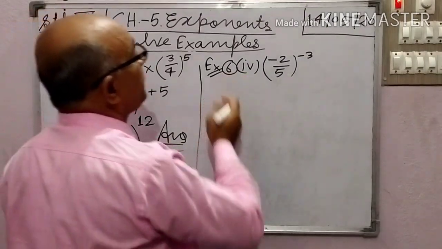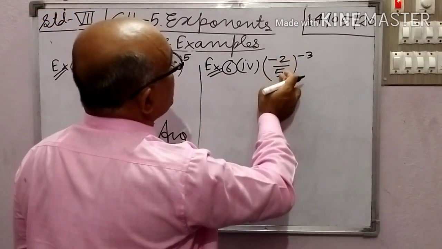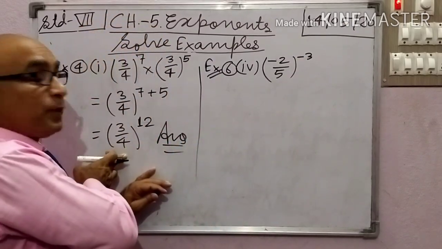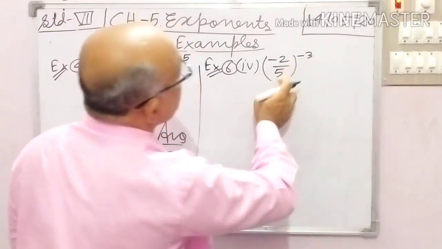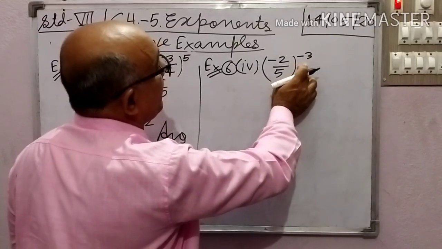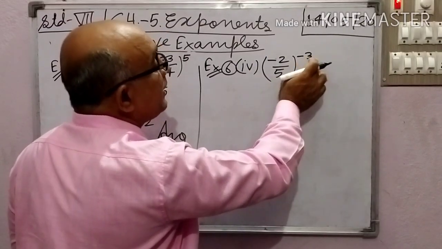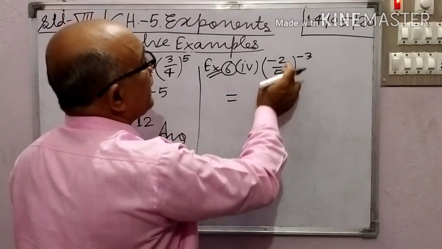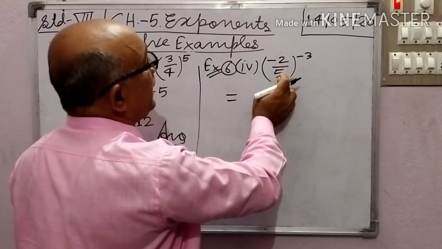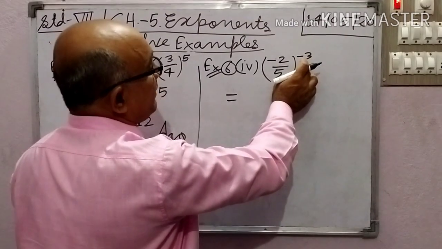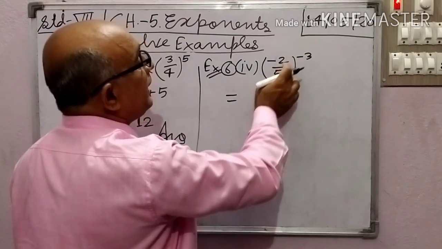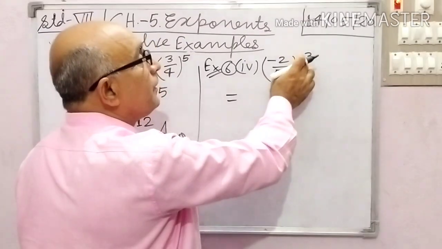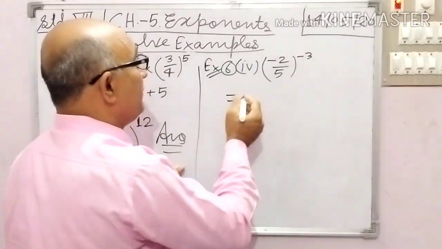Now question number 4 of 6, (-2/5)^-3. It is in the exponential form. Change (-2/5)^-3 into a rational number. We know that (a/b)^-m equals (b/a)^m.